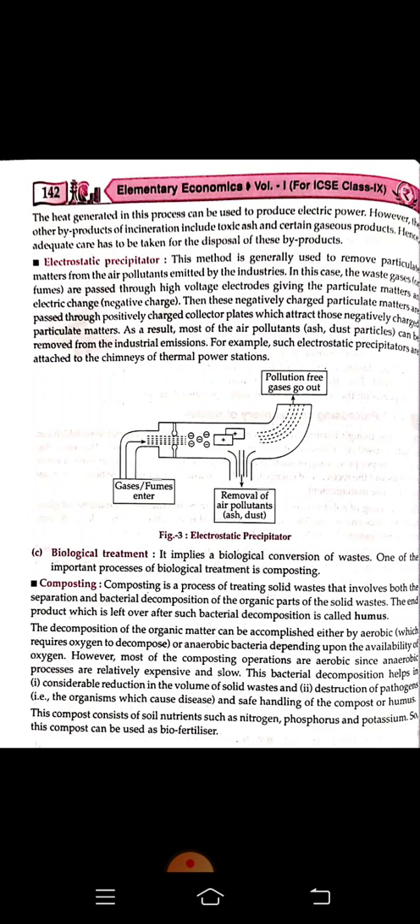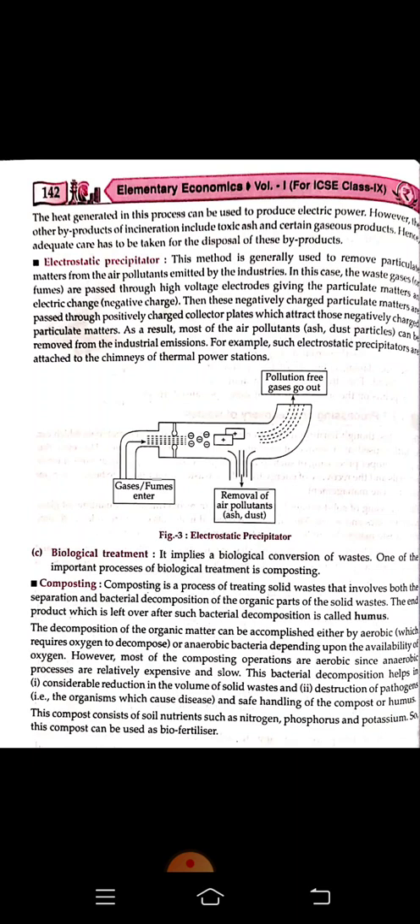It implies biological conversion of waste. One of the most important processes of biological treatment is composting. Composting is a process of treating solid waste that involves both the separation and bacterial decomposition of the organic parts of the solid waste. The end product, which is left over after such bacterial decomposition, is called humus.